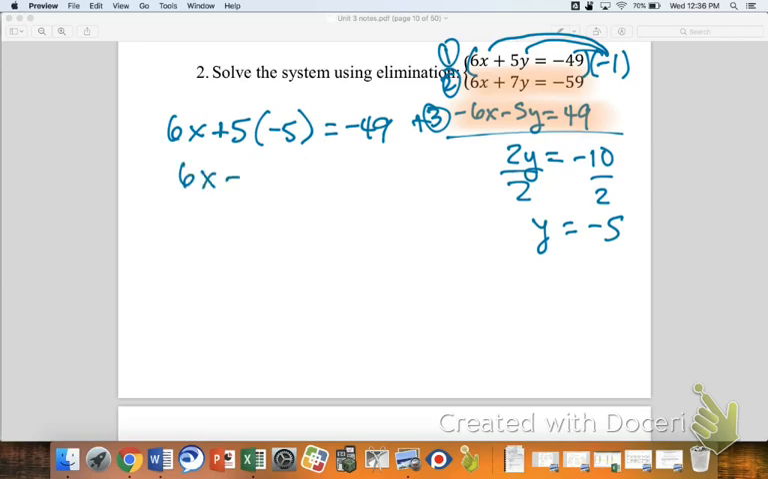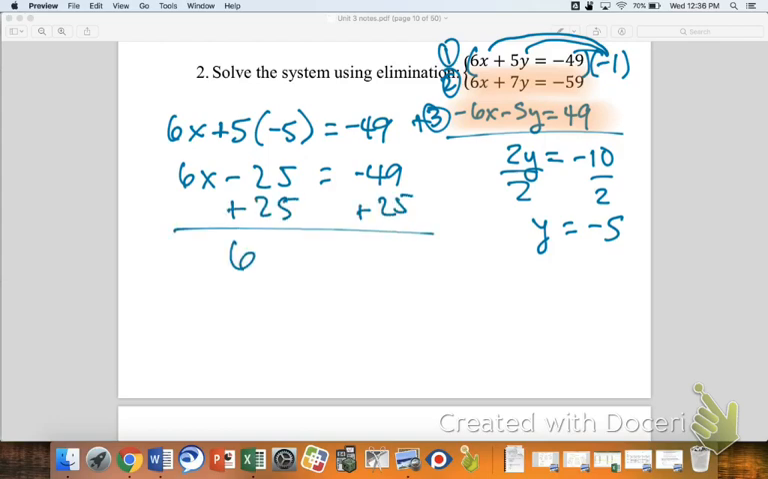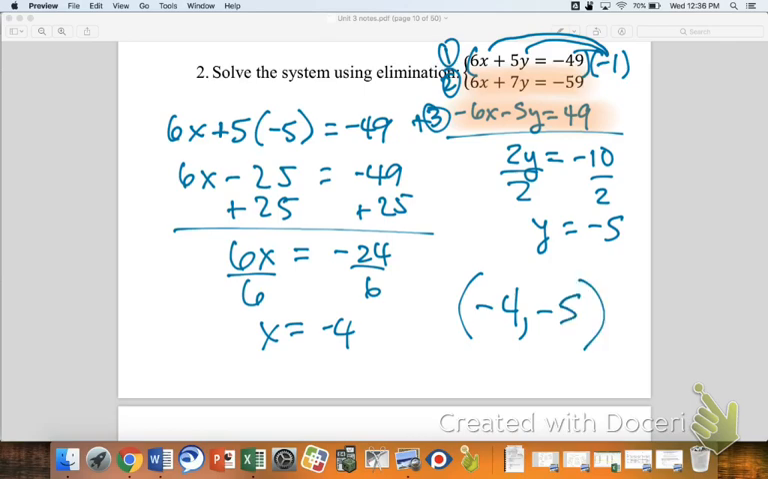Okay, so then 6x minus 25 equals negative 49. Our idea is to get the x by itself. Would you guys get rid of the 6 first, or would you choose to get rid of the minus 25 first? Got to do that first. So how do I get rid of minus 25? I add. That's right. So plus 25, 6x equals negative 24. Dividing by 6 to finish this, I get x equals negative 4. And I'm always going to write my answer in ordered pair format, negative 4, comma, negative 5.